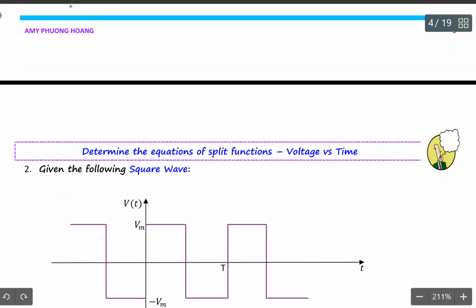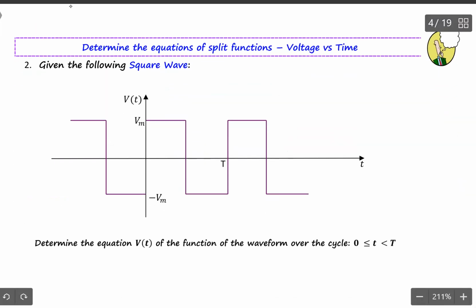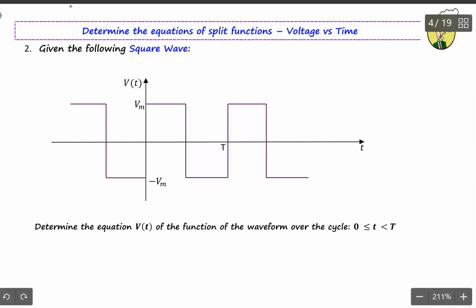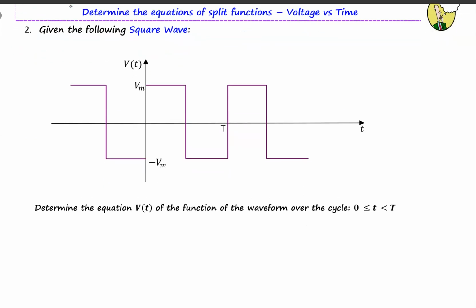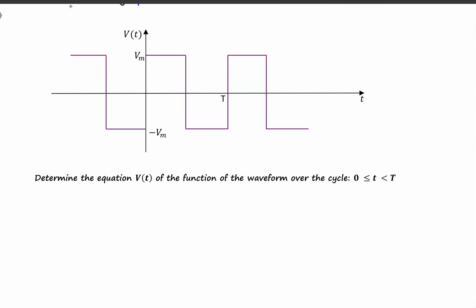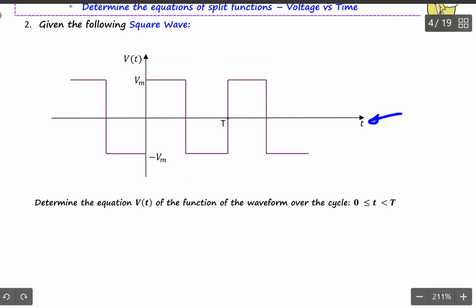The next question I have for everyone is to determine the equation of the split function again, voltage versus time, but in this case we are having a square wave. Okay, the previous one is a triangular wave. This one we have a square wave. So this is actually very simple. Okay, very simple. So let's take a look at the period that we have. This is the time domain t. The period here is T.